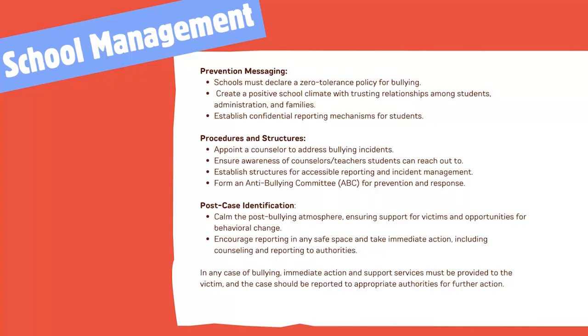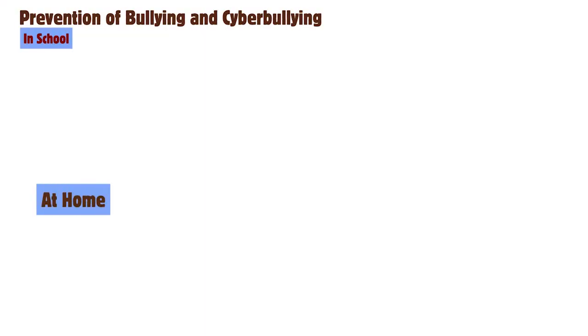Post-case identification: calm the post-bullying atmosphere, ensuring support for victims and opportunities for behavioral change. Encourage reporting in any safe space and take immediate action, including counseling and reporting to authorities. In any case of bullying, immediate action and support services must be provided to the victim, and the case should be reported to appropriate authorities for further action. Strategies: prevention of bullying and cyberbullying.